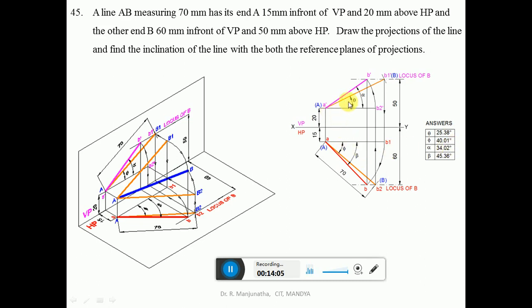And apparent inclination with respect to HP is alpha, which is 34.02 when you are doing it in computer. When you are doing it manually, it will be 34 degrees. Similarly, apparent inclination with respect to VP, which is beta, will be 45 degrees when you are doing it manually. When you are doing it in computer, it will be 45.36. So this is how we will be able to solve the problem manually.